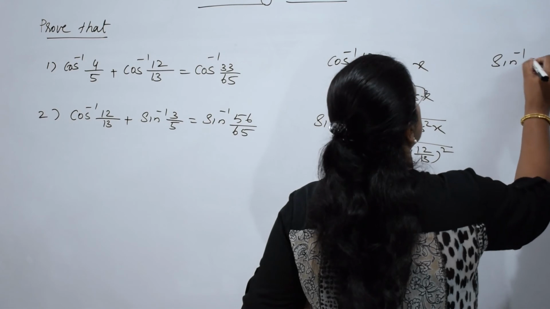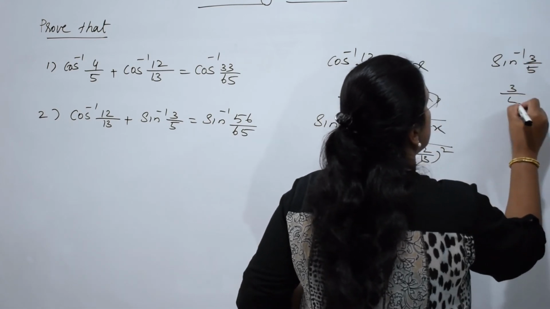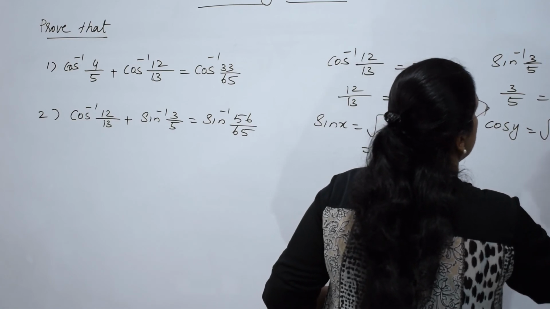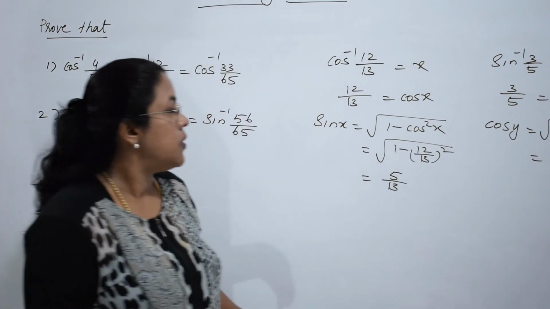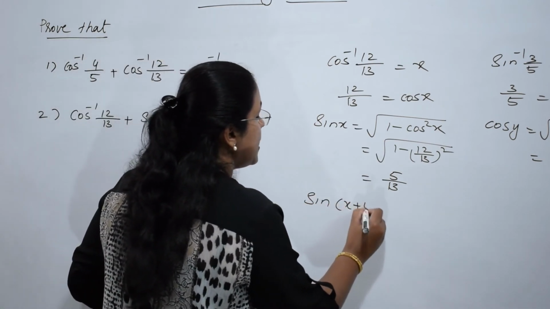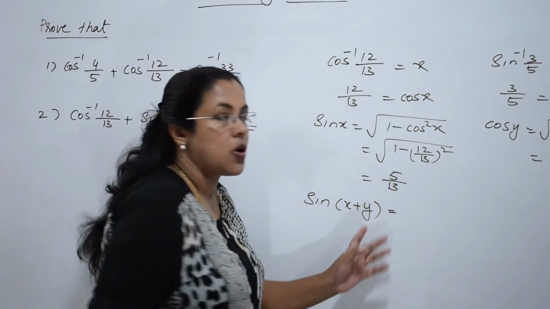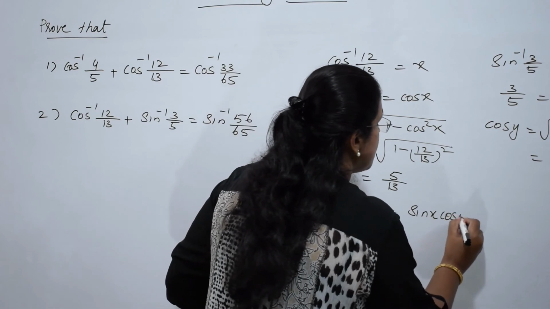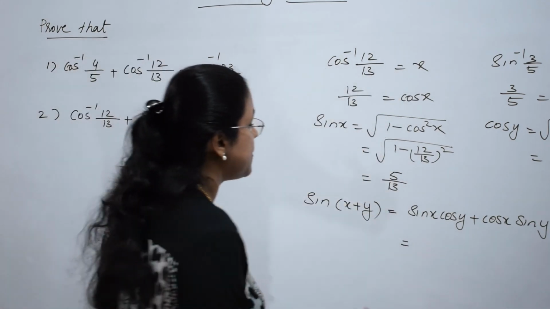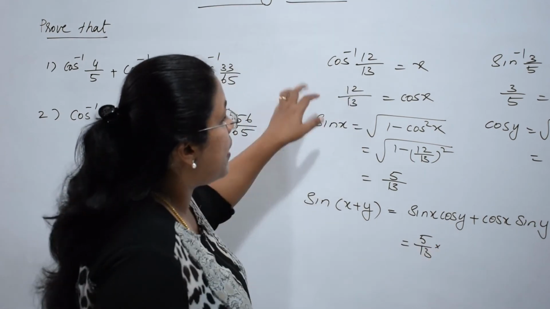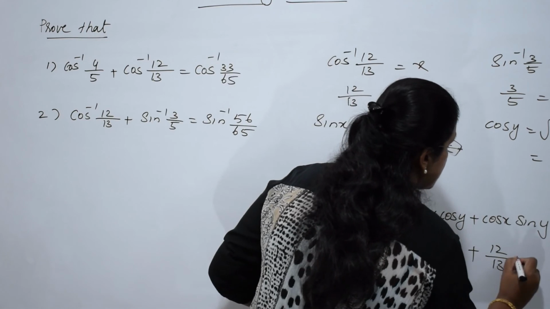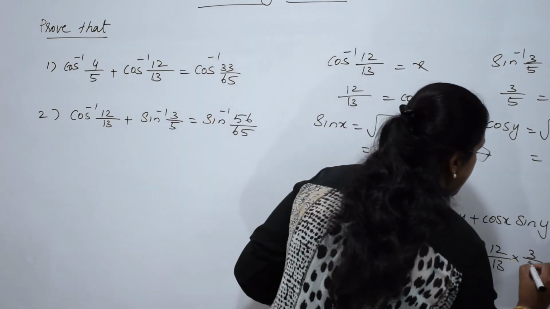Next one, sin inverse 3 by 5 as y, then 3 by 5 is equal to sin y, therefore cos y is equal to root over 1 minus 3 by 5 the whole square, that is equal to 4 by 5. We get sin x and cos y. Since the answer is in sin, we use the formula sin x plus y. The pattern of sin is sin cos cos sin, so we can write it as sin x cos y plus cos x sin y. Now substitute the values. Sin x is equal to 5 by 13 and cos y, what is cos y? 4 by 5, plus what is cos x? Cos x is equal to 12 by 13, and sin y is 3 by 5.